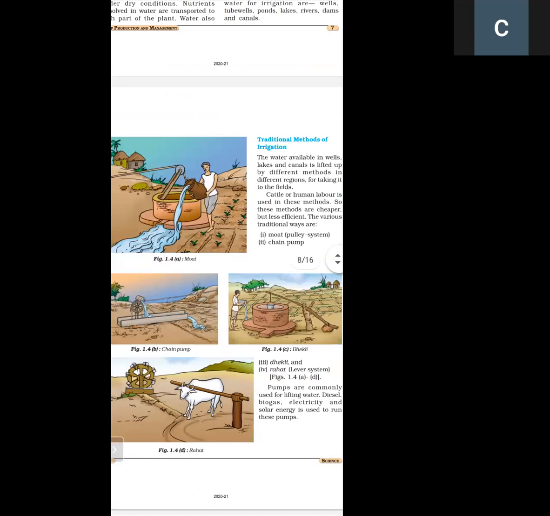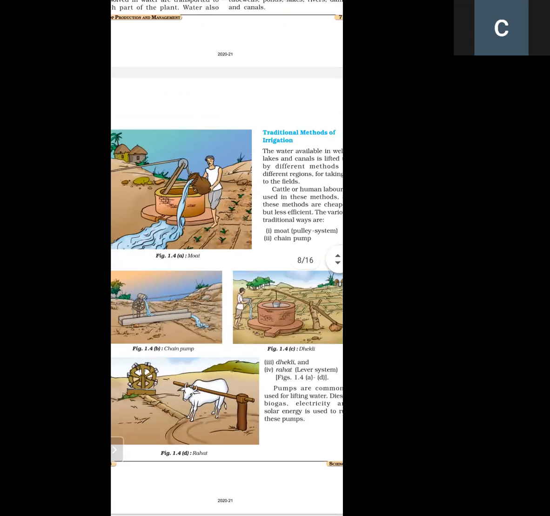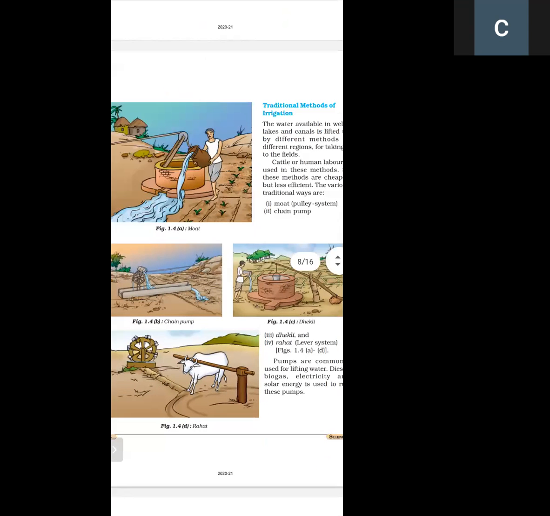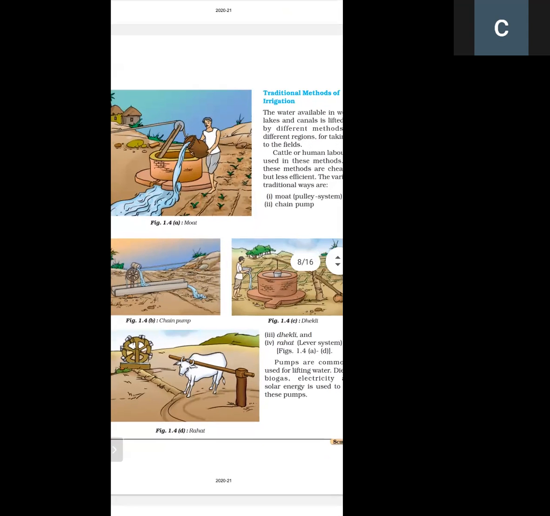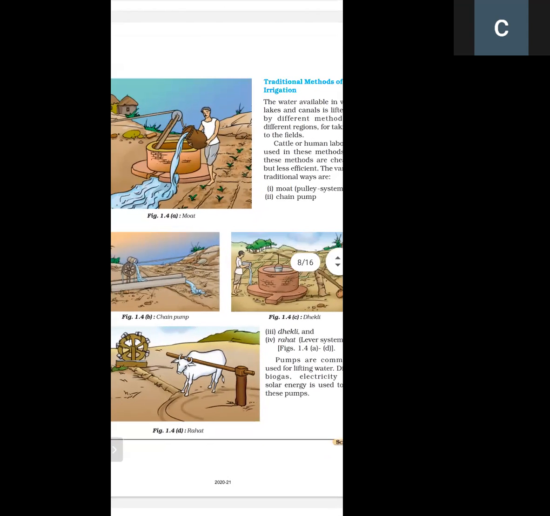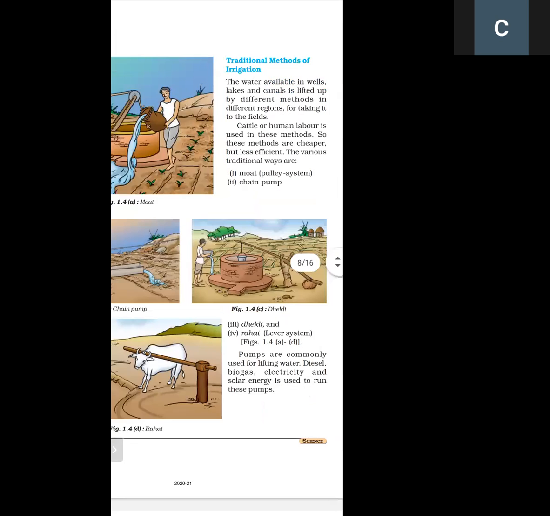In Rahat, we use an animal and a circular wheel with a rotating part, and it is also attached with a glass. And this is the Rahat arrangement. And in the Tackly arrangement, we use a fixed support. And there are four types of traditional method of irrigation.